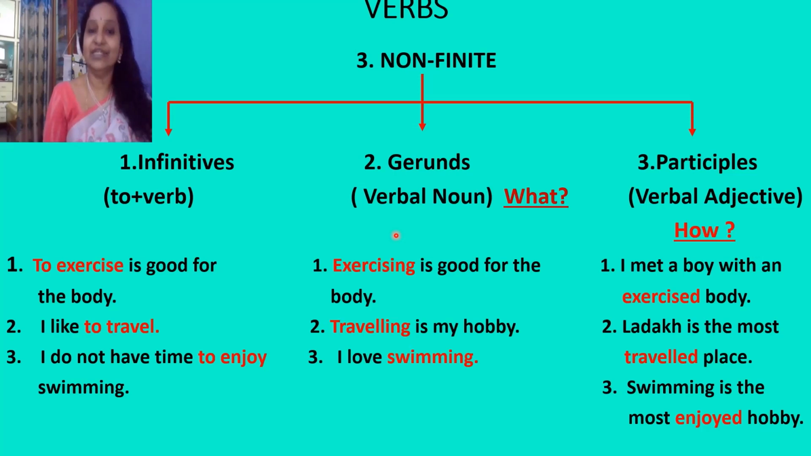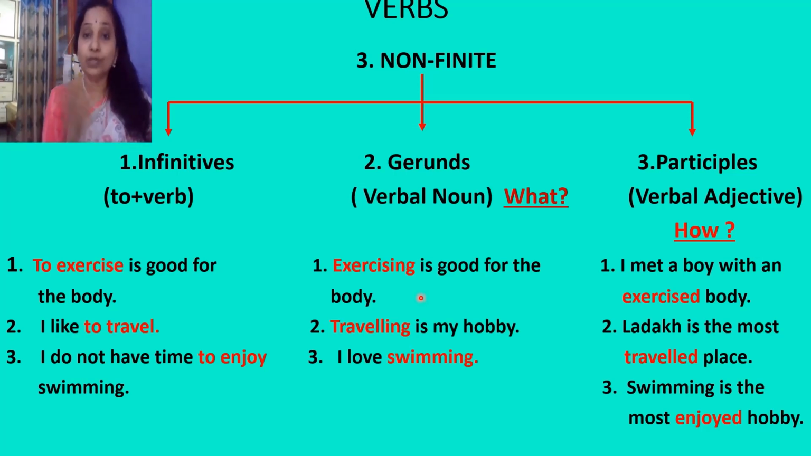But here you come across these verbs doing the job of a noun, and they are called the gerunds. If you look at the example, exercising is good for the body. If you put a question, what is good for the body? The answer is exercising. So whenever you get an answer for the question what, that means it is a noun or the subject of the sentence.